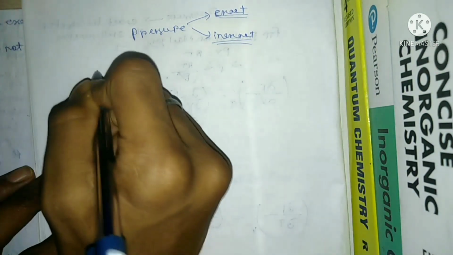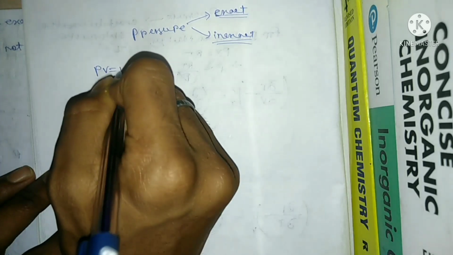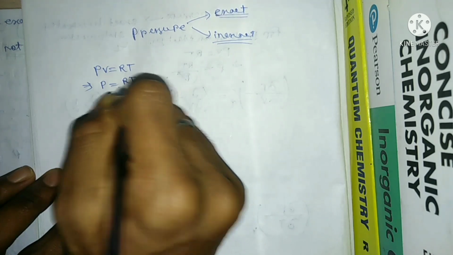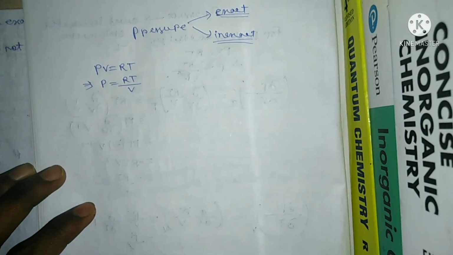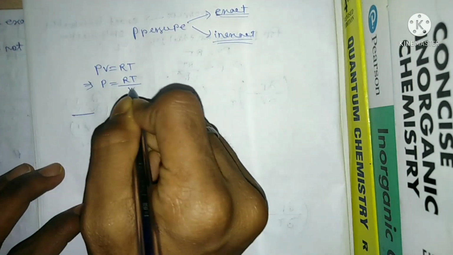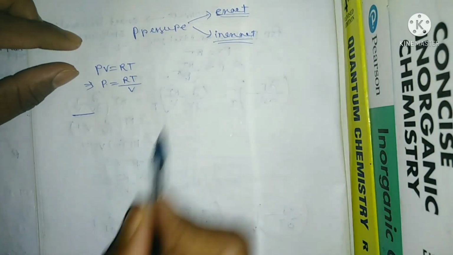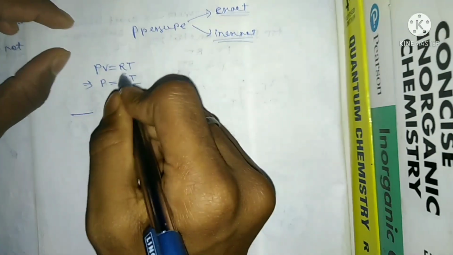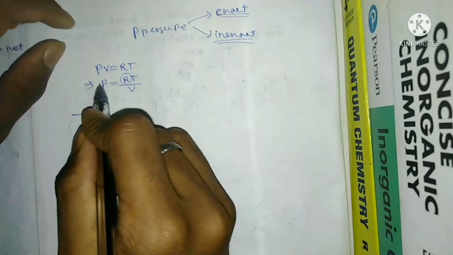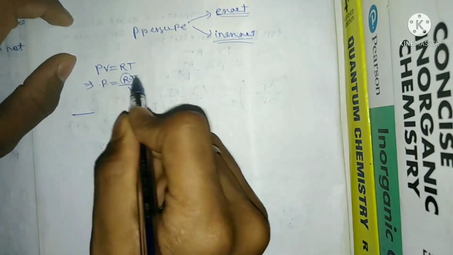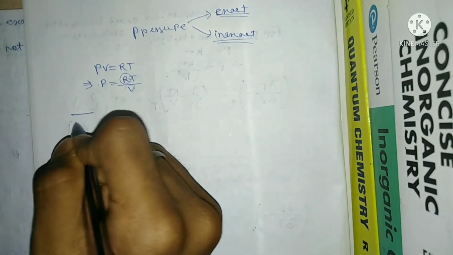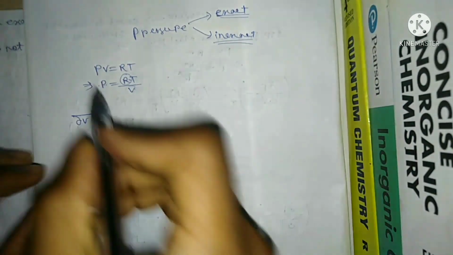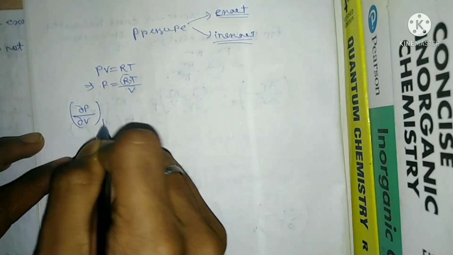So we know for 1 mole of an ideal gas, PV is equal to RT. Then we can write P is equal to RT by V. Now we will write the differential equations for this. Pressure will depend upon volume and temperature. It will not depend upon R, as R is the universal gas constant. If we change volume infinitesimally, then pressure will also change at constant temperature.